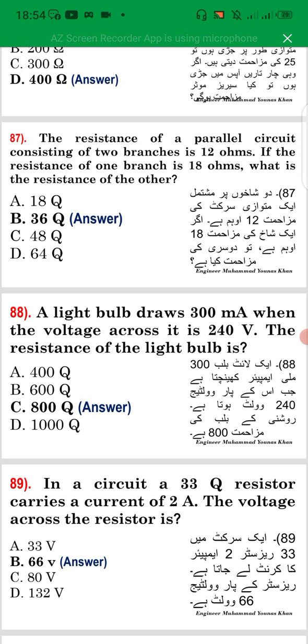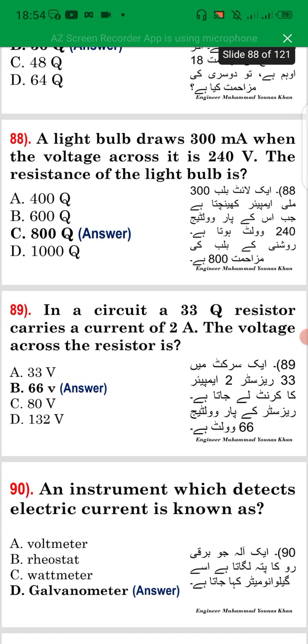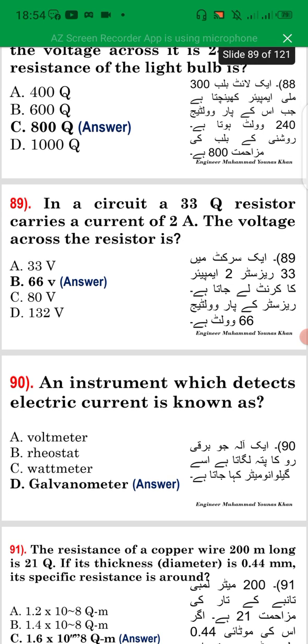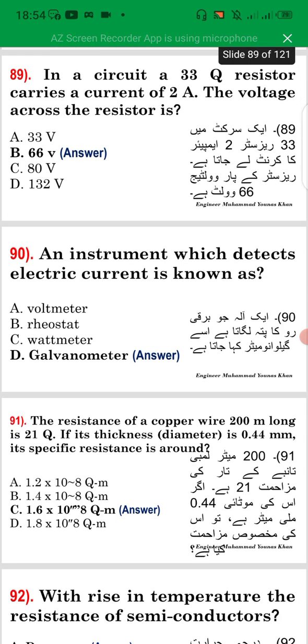A light bulb draws 300 mA when the voltage across it is 240 volt. The resistance of the light bulb is 400 ohm, 600 ohm, 800 ohm, 1000 ohm. So 800 ohm. In a circuit, a 33 ohm resistor carries a current of 2 ampere. The voltage across the resistor is 33 volt, 66 volt, 80 volt, 132 volt. 66 volt.